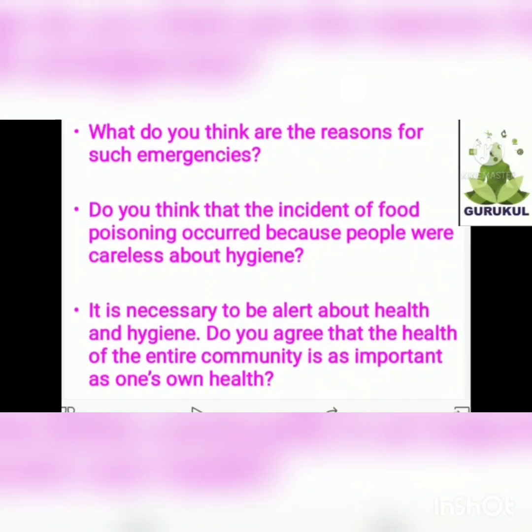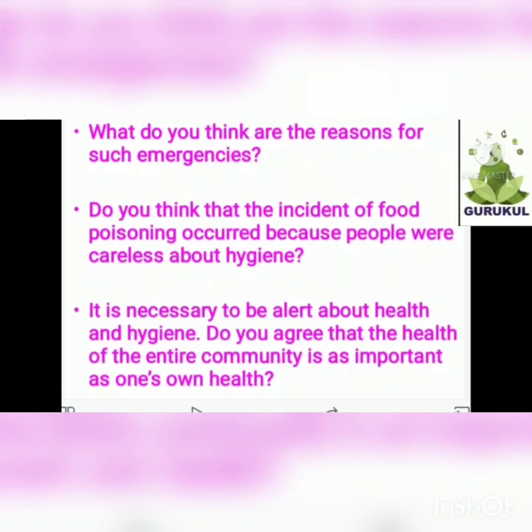So, what do you think are the reasons for such emergencies? Do you think that the incident of food poisoning occurred because people were careless about hygiene? Yes? Tell me the answer. According to you, what is the reason behind this? Yes. Being careless about hygiene is the main and important reason behind this food poisoning situation. Correct? So, it is necessary to be alert about health and hygiene.